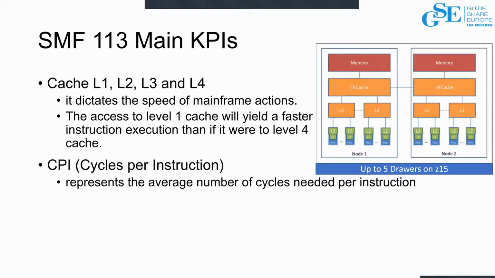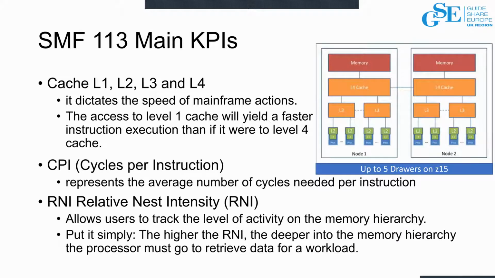The CPI is the metric we use to understand the number of cycles needed to execute an instruction, based on the cache levels where the data is stored. And also we have the RNI, that's a KPI used to understand the activity you have on the memory hierarchy. So the higher RNI you have, the deeper you are going in the memory. So far you are going to access the information on the cache levels.